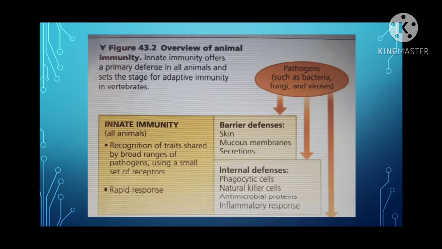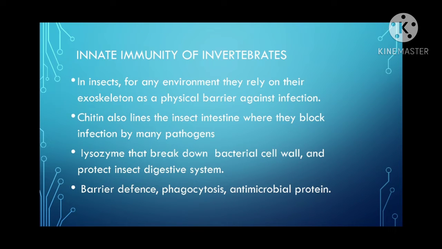Innate immunity is present in both vertebrates and invertebrates, as we have already discussed. Firstly we'll discuss innate immunity of invertebrates, and then vertebrates. Insects are an example of invertebrates. Insects live in a variety of environments, like aquatic and terrestrial, or various other habitats.